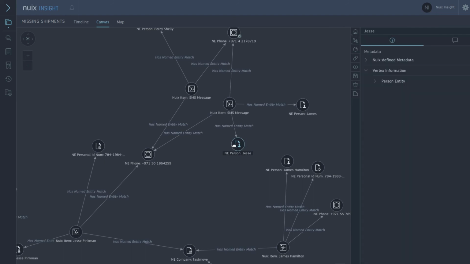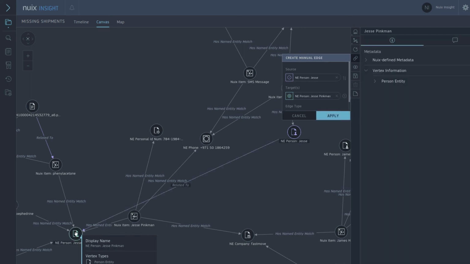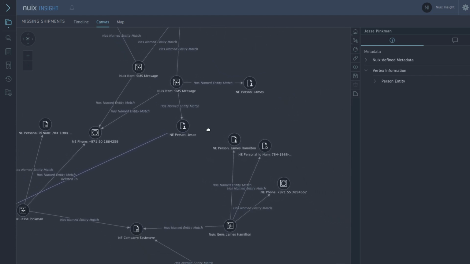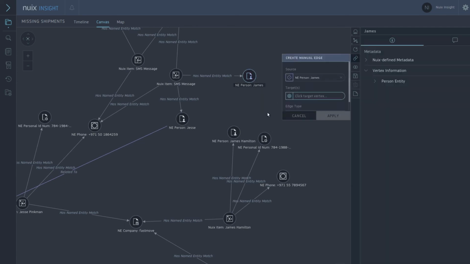So what I'm going to do is draw the link on that. I can manually create the link here between Jesse here and Jesse Pinkman here, just to relate them as being the same person. And similarly, I can also relate that the James that we have here is James Hamilton here. So we can actually put those relationships in place.